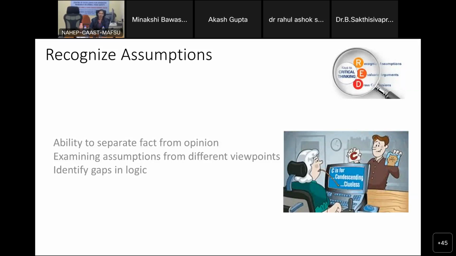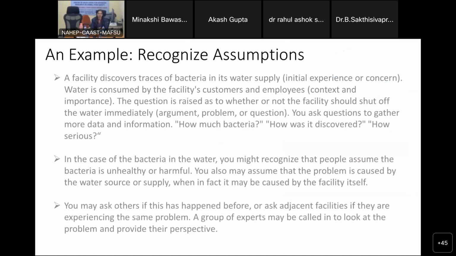Okay, so this is one example that I have given: one of the facilities faces traces of bacteria in the water supply. In that case, you have to make assumptions about where these could be coming from. Otherwise, the fixed mind will say, okay, it is coming from so-and-so facility, so they will have a problem. So don't reach a conclusion just by getting one piece of information. You need to have the complete data. You need to analyze other things related to it.